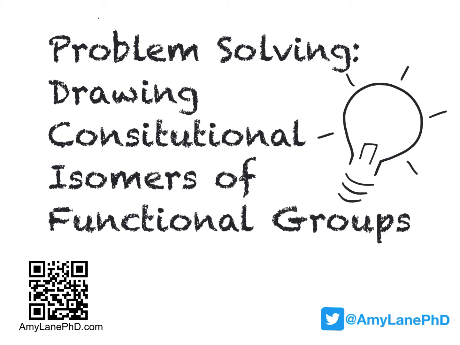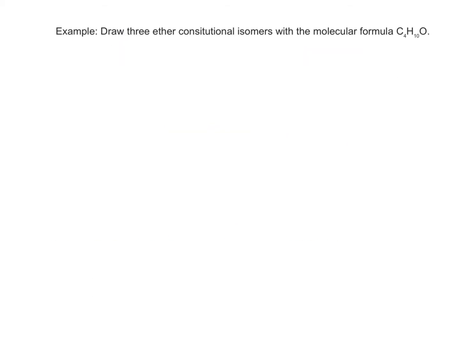In this video, we are going to apply information from the last two videos. That was video 317, where we learned about constitutional isomers, and video 318, where we learned about functional groups, and apply both of these concepts toward solving problems. And the example problem we're going to work through in this unit is how to draw constitutional isomers of a particular functional group.